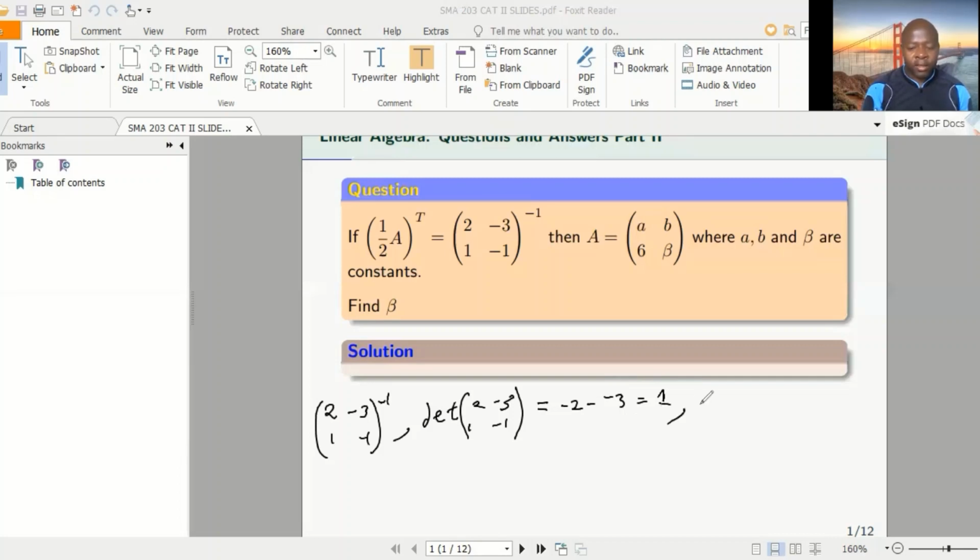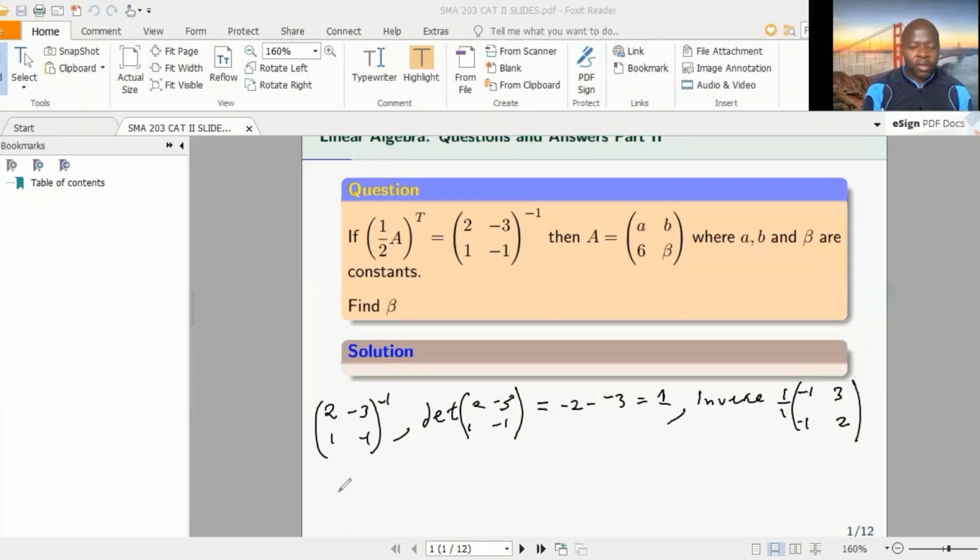So what about the inverse? The inverse, therefore, you take 1 over the determinant times the adjoint of this matrix. So this is the matrix. The adjoint: you reverse this diagonal, -1, 2. So I reverse the elements in this diagonal, then change the signs of the elements in the other diagonal. The elements in this diagonal, 1, -3. When I change the signs, this becomes -1, and this one becomes +3. So this is the inverse of this matrix.